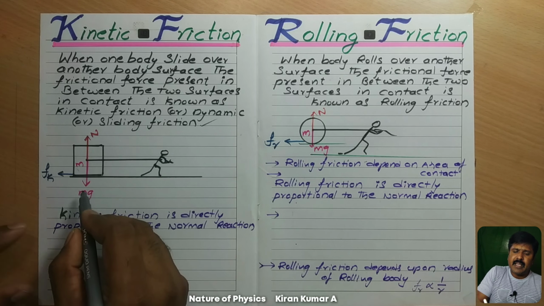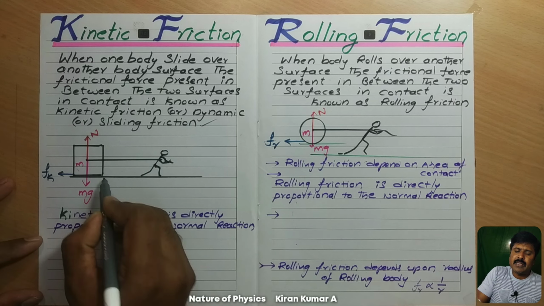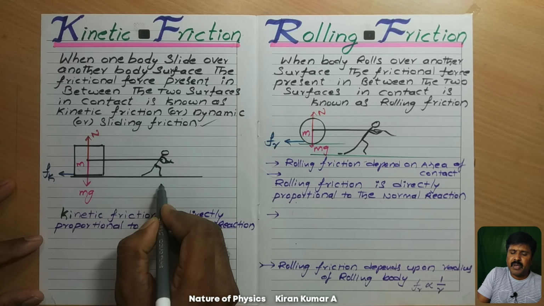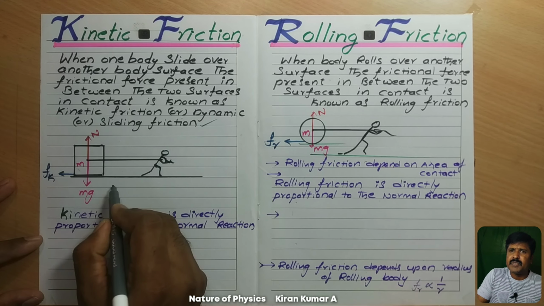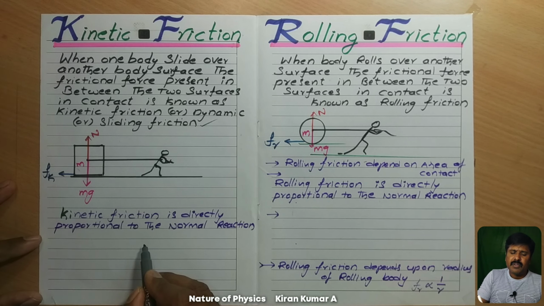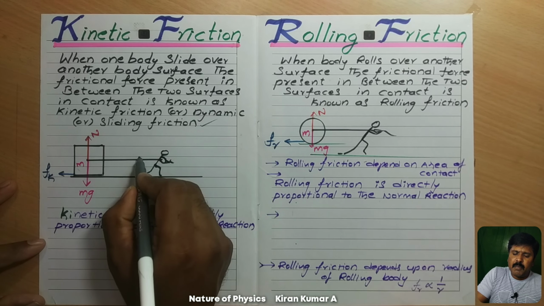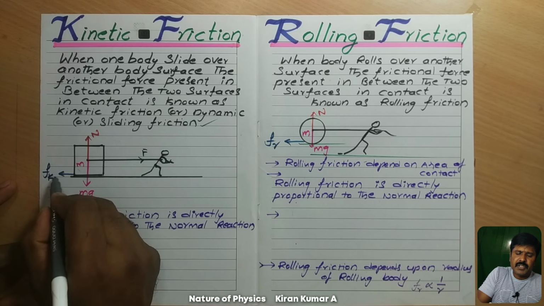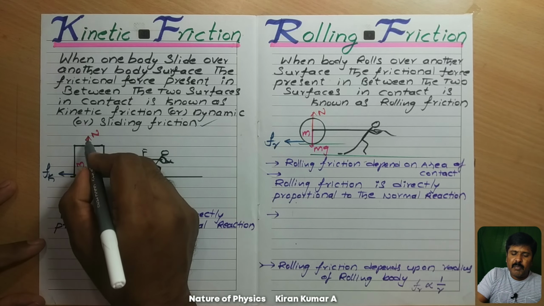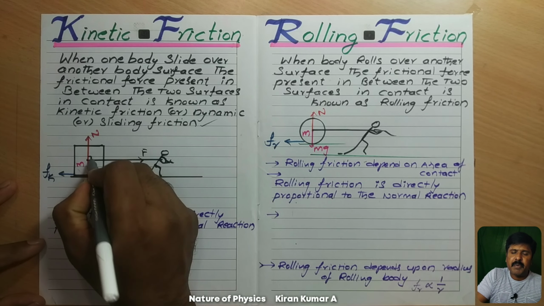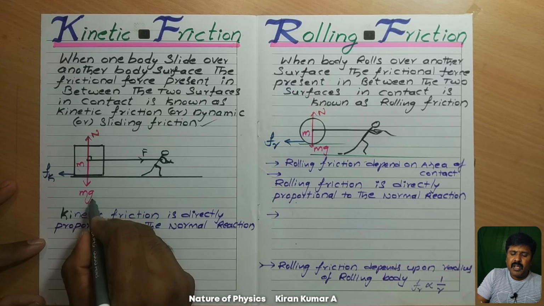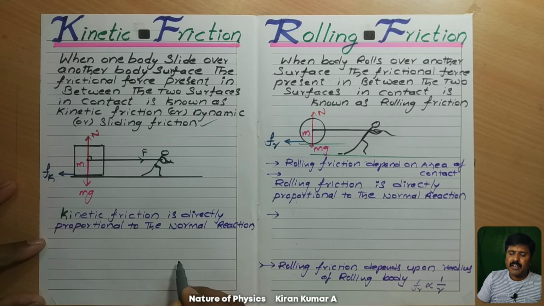See, this is a body sliding over the surface of another body, student, and we can take that as a floor also. So here F is the applied force, the opposite direction is the frictional force developed, the upward direction is the normal reaction, perpendicular to the surface, and the downward direction is the weight of the body, mg, acting.